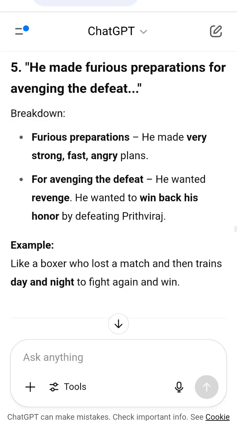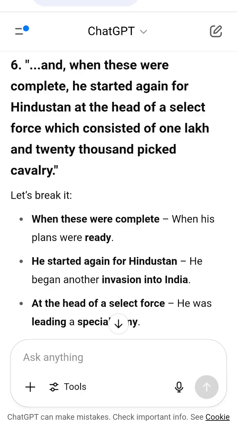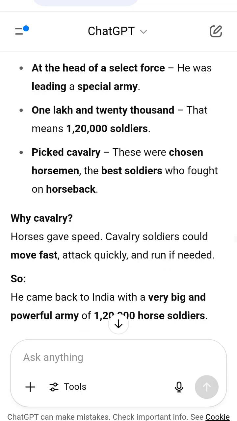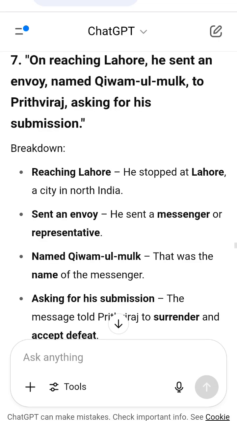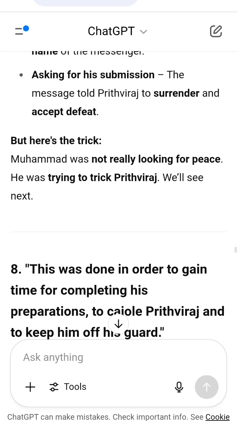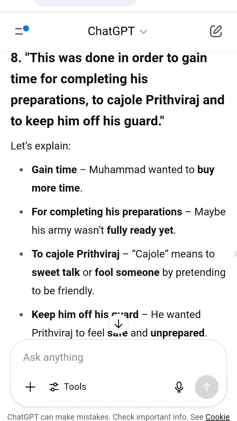His clever trick: he marched again towards India, called Hindustan at the time. He stopped at Lahore, an important city near India's heartland. To buy more time and trick Prithviraj, he sent a messenger, Chiwam Mulk, to Prithviraj. The message asked Prithviraj to surrender, give up. But Muhammad didn't mean it. He only wanted to fool Prithviraj, delay the battle, and prepare better.